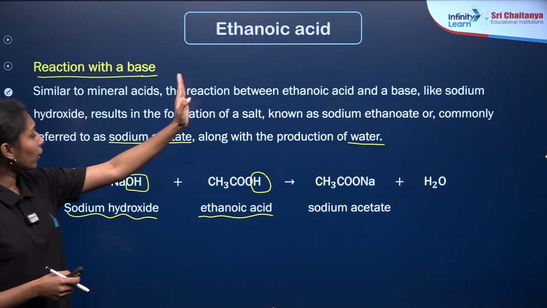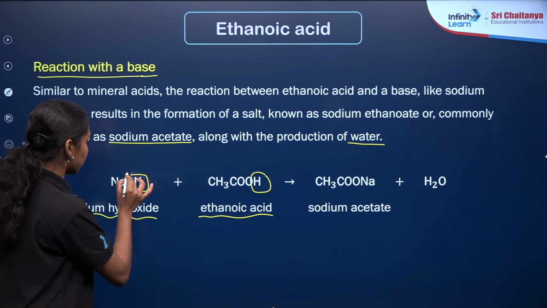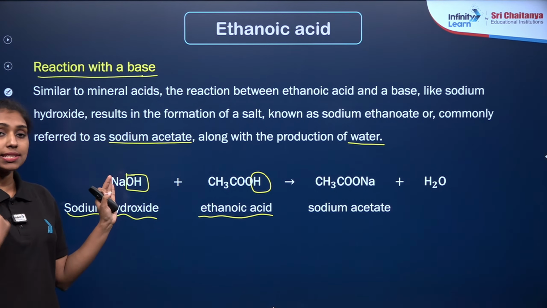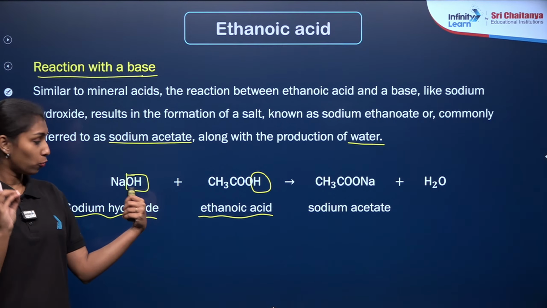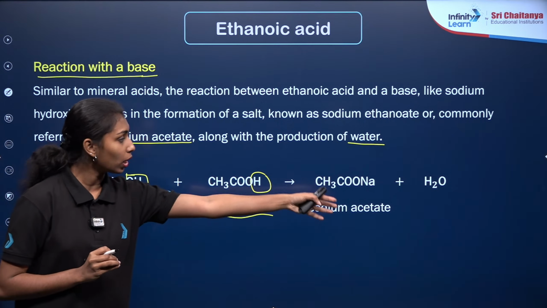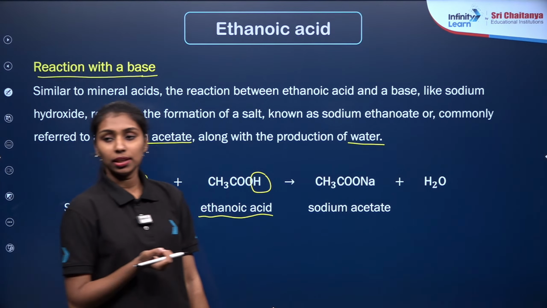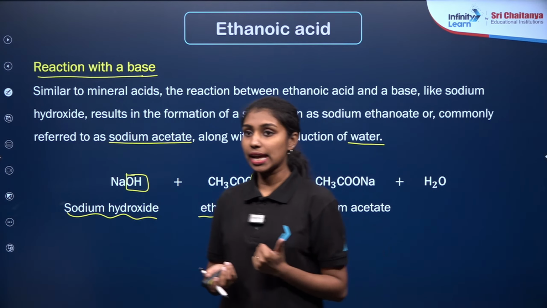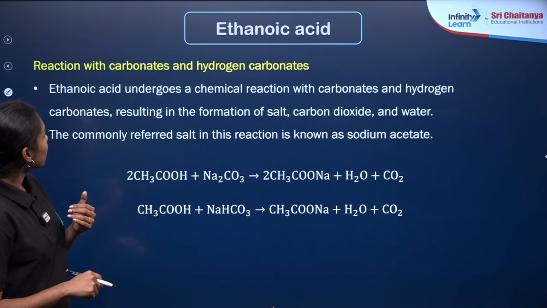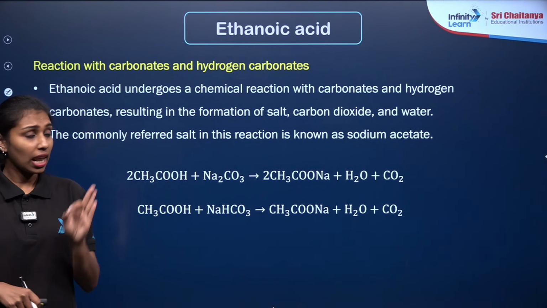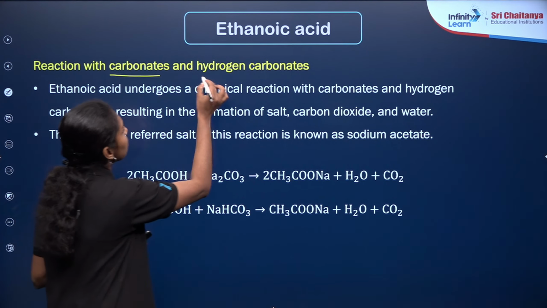So this is the reaction of ethanoic acid with base. Here we are using the base as NaOH, sodium hydroxide, right? This sodium hydroxide and our ethanoic acid or acetic acid react, releasing a mole of water. OH and H combine to form water as a byproduct, along with the main product, sodium acetate. So this is a very important reaction related to ethanoic acid, the reaction with base. Now let us discuss the last reaction of ethanoic acid with carbonates and hydrogen carbonates.